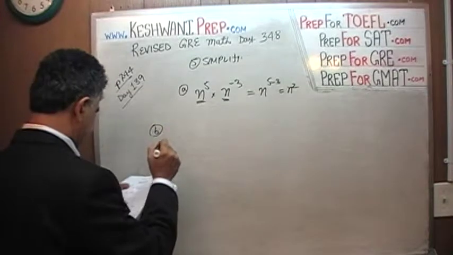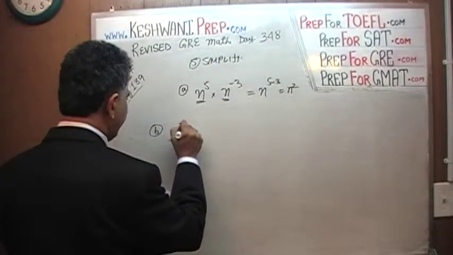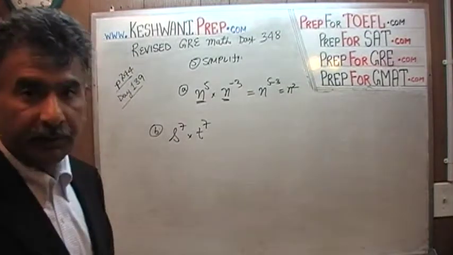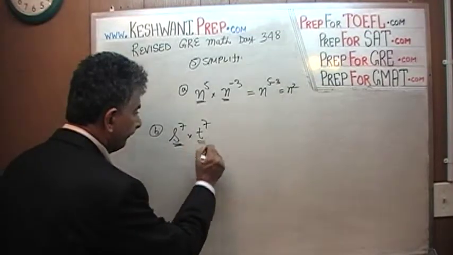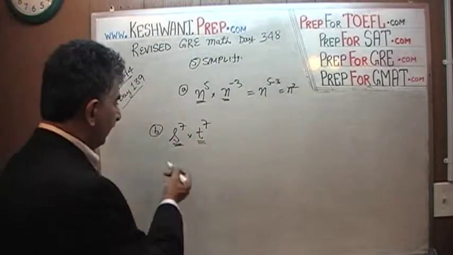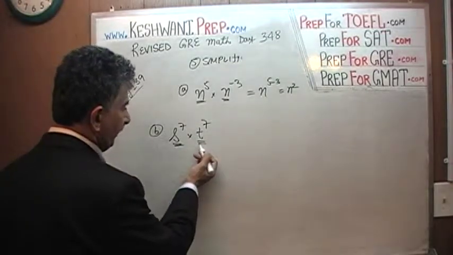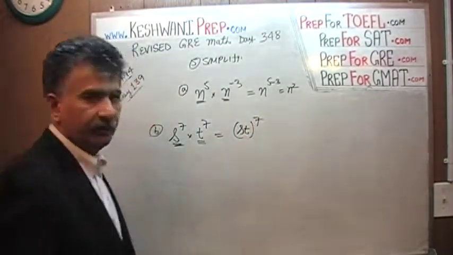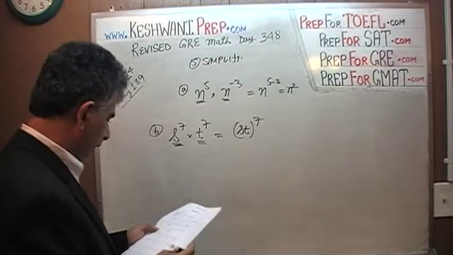B. It says s raised to 7 times t raised to 7. Now here the bases are not the same, so we cannot do anything with them. The most that we can do here, instead of writing them separately, s raised to 7 and t raised to 7, is put s and t together and raise that quantity to 7. That's about it.